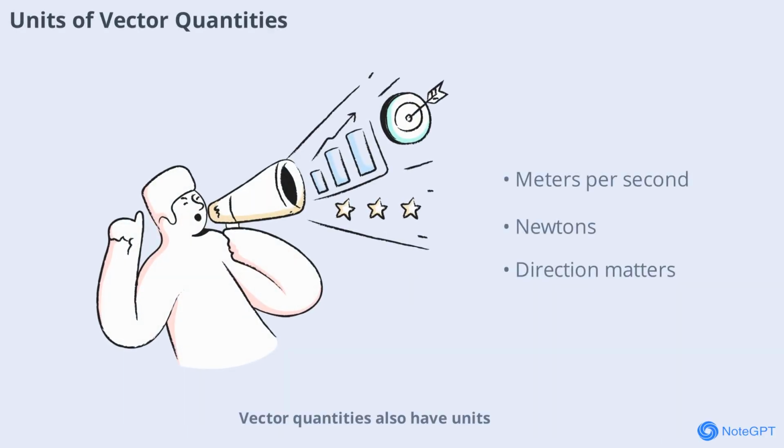Vector quantities also have units, but these units reflect both magnitude and direction. For example, velocity is measured in meters per second and force is measured in newtons. The units help specify not just how much, but also in what direction the quantity acts. This is crucial for solving problems involving motion and forces.